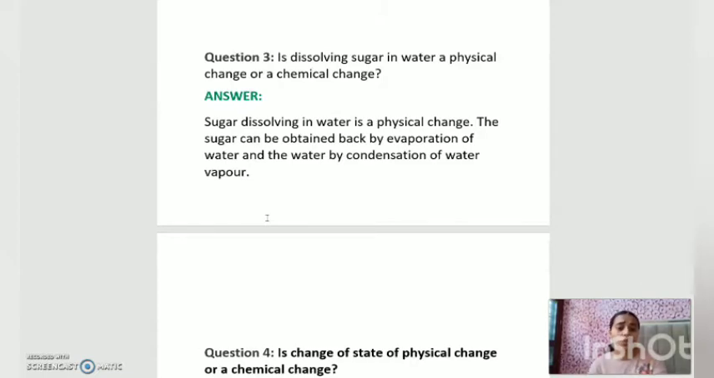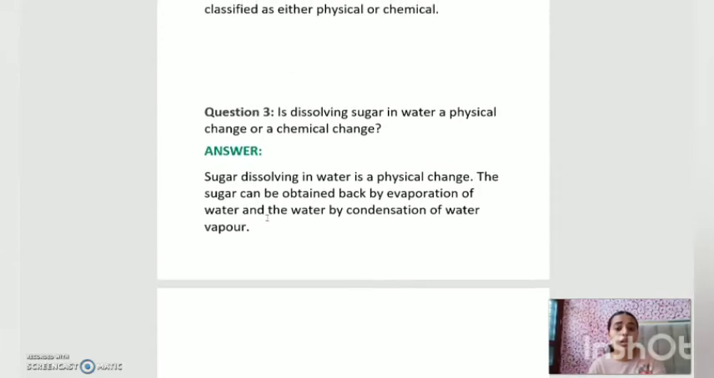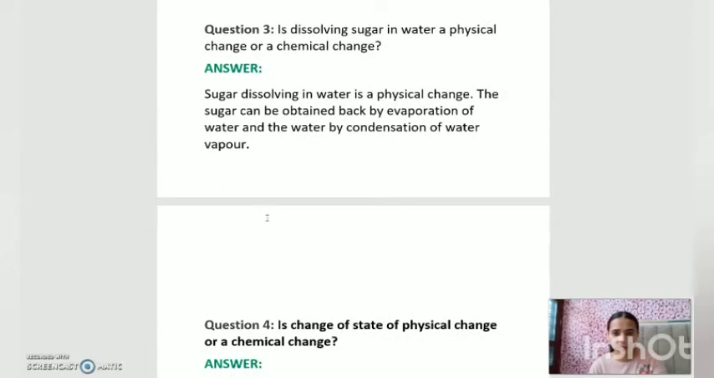Sugar dissolving in water is a physical change, right? The sugar can be obtained back by evaporating the water. By the process of evaporation, we can obtain back the sugar, and the water by the condensation of water vapors, right? So this is the reason behind it, students.